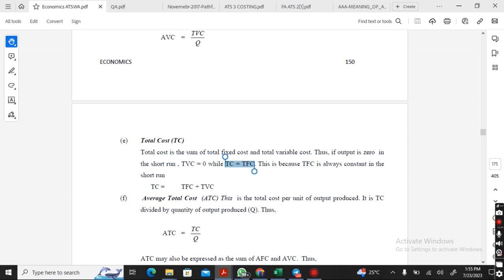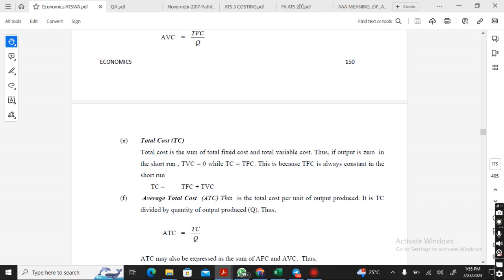But if the output is zero, that means we can avoid total variable cost and focus on total fixed cost, because total fixed cost must be paid. Total fixed cost is constant in the short run. So total cost is the addition of total fixed cost plus total variable cost.